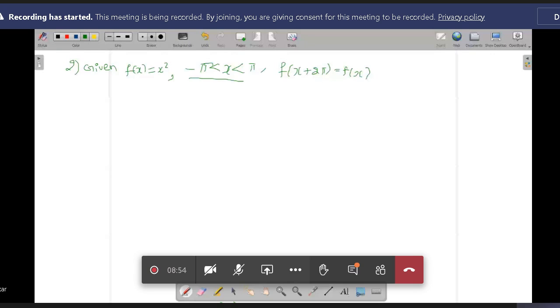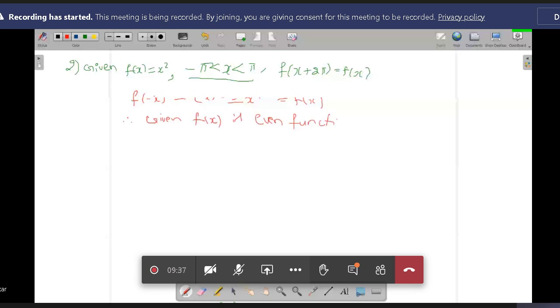Since the interval is defined as minus pi to pi, I can now test whether this function is even or odd. Let me check f of minus x. It becomes minus x whole square, so obviously it is an even function. That is, f of minus x is equal to f of x. So I can say that the given f of x is an even function.